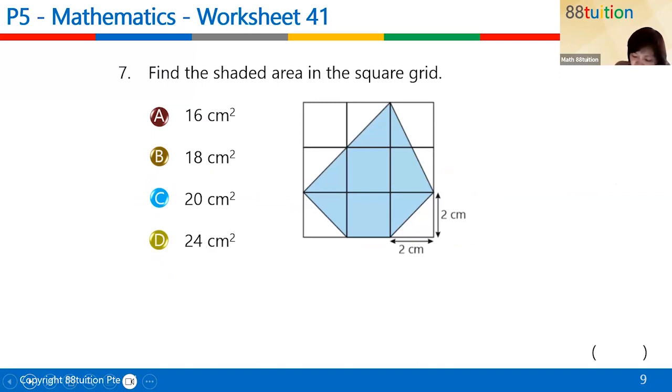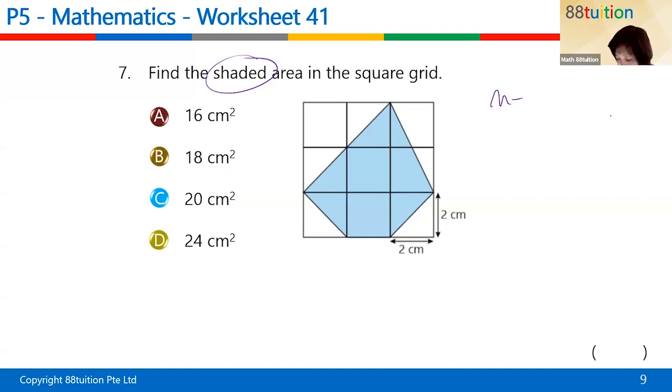Number 7, find the shaded area. Now, the shaded area refers to the blue one. Okay, so there are 2 ways you can do it. For this one, we can count the number of squares, all right? Or you want to use another method, which I can show you later. So I do this method 1 first.